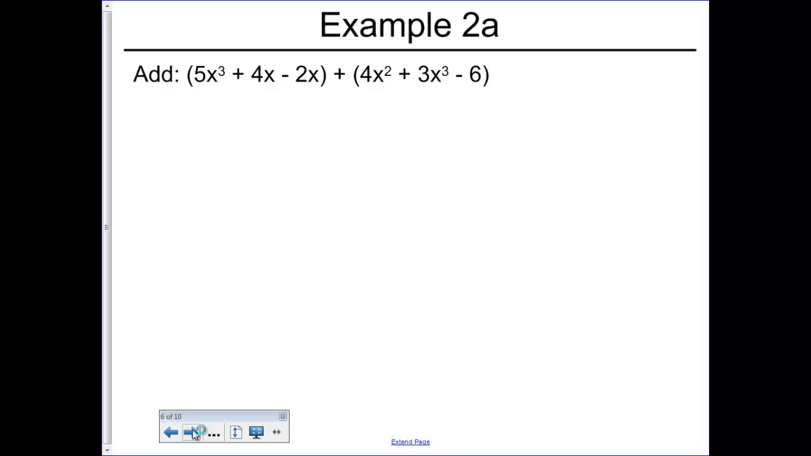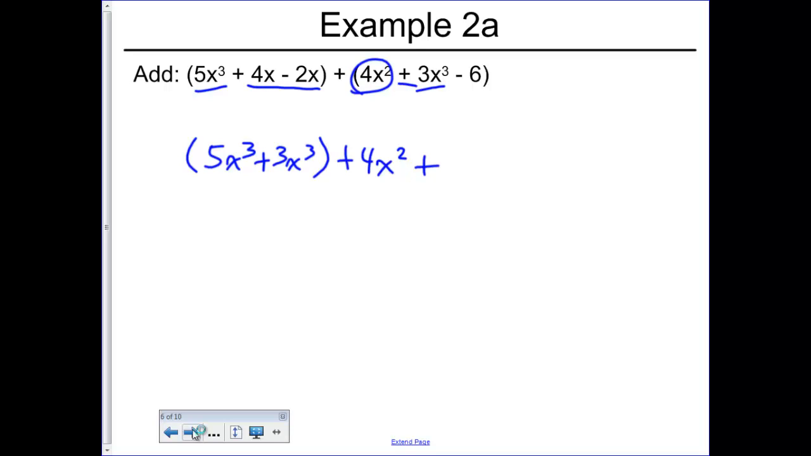What we're going to do is look through, find the highest degrees, which we have a cube here and a cube here. So I'm going to group those together as 5x cubed plus 3x cubed. Plus, my next highest degree here would be a 4x squared, and it's the only one I have, so I'm just going to write that by itself. Plus, my x to the first is next, so 4x to the first minus 2x to the first. And the only thing I have over here is a constant value of negative 6. Now combine our like terms.